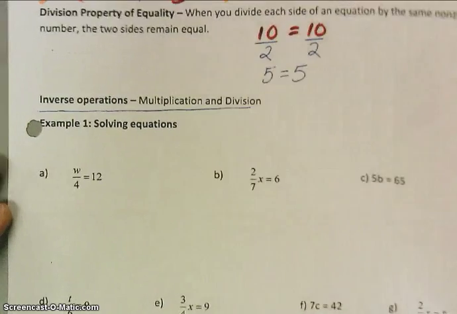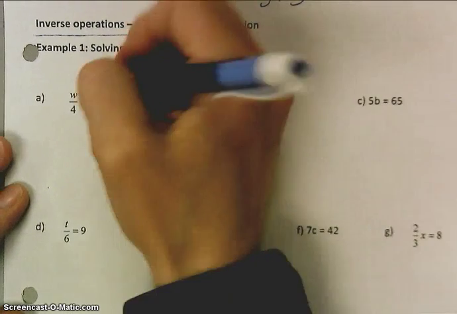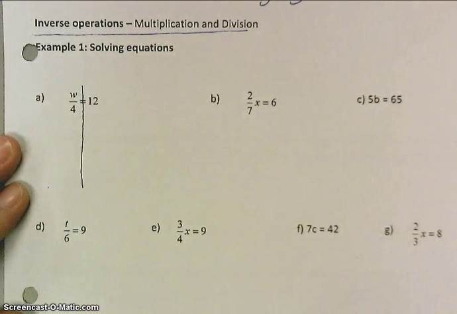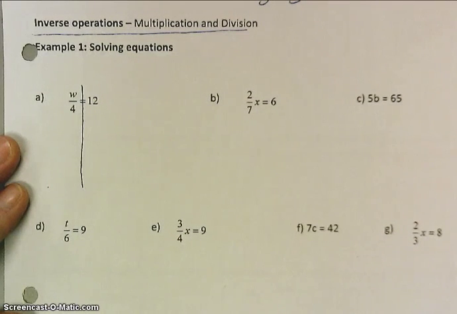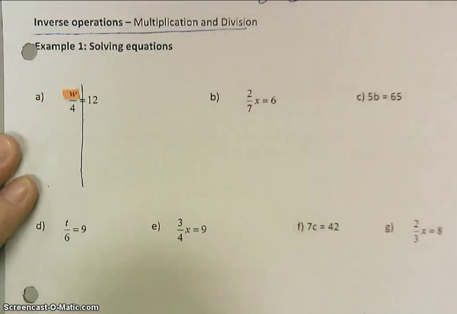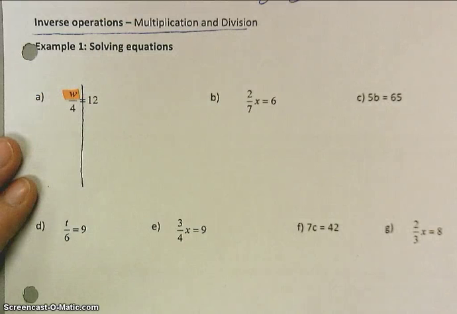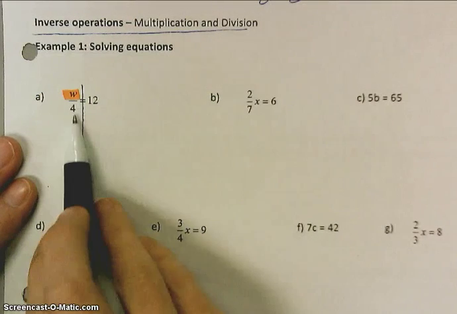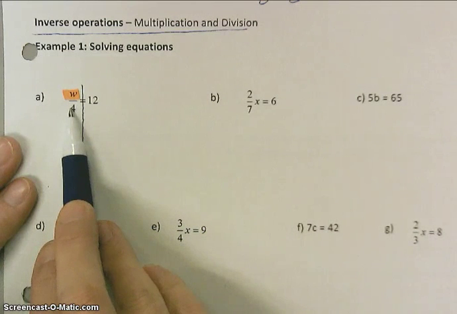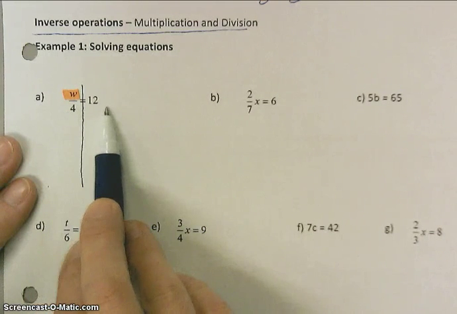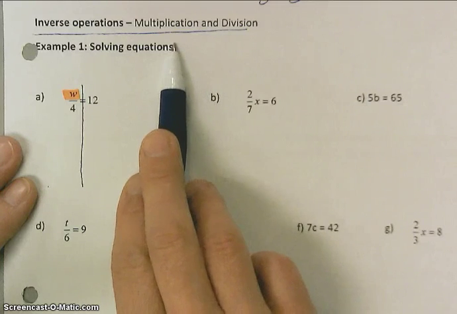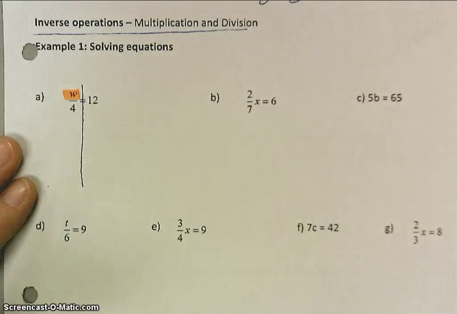When I'm looking at our problem, the first thing we need to do is draw our bridge or our line separating the two sides. The next thing, we need to find our variable. Where is our variable? It's right here. And then we ask, what's happening to W right now? If you were to say the problem out loud, this is W divided by 4 equals 12. If I'm dividing by 4, remember our inverse operation is multiplication. I need to multiply by 4.